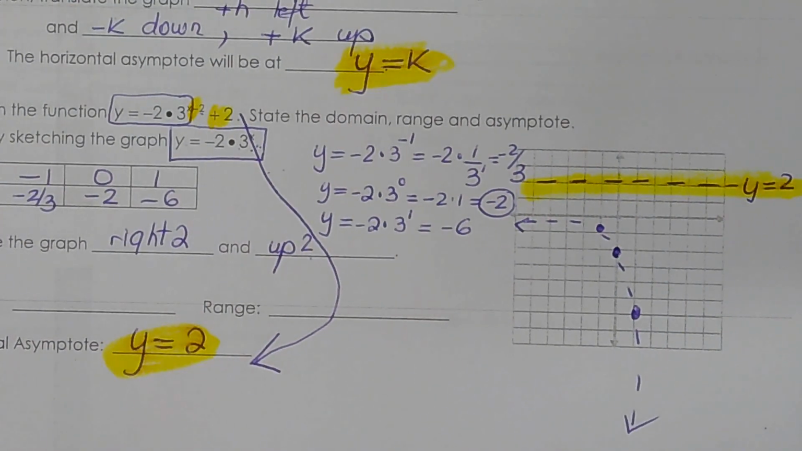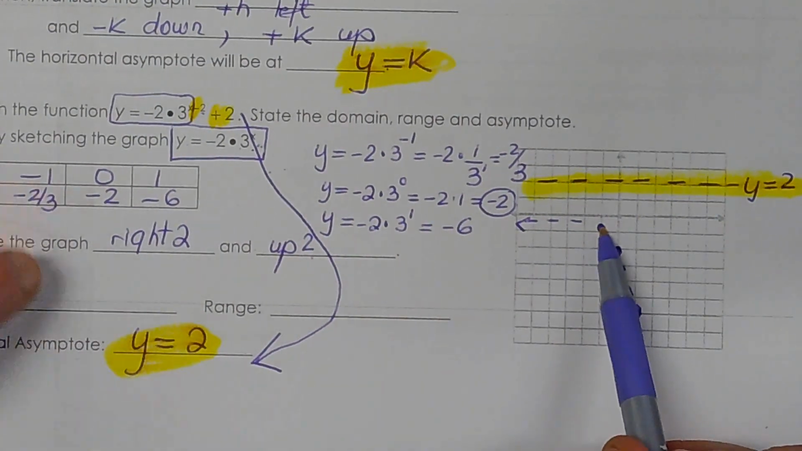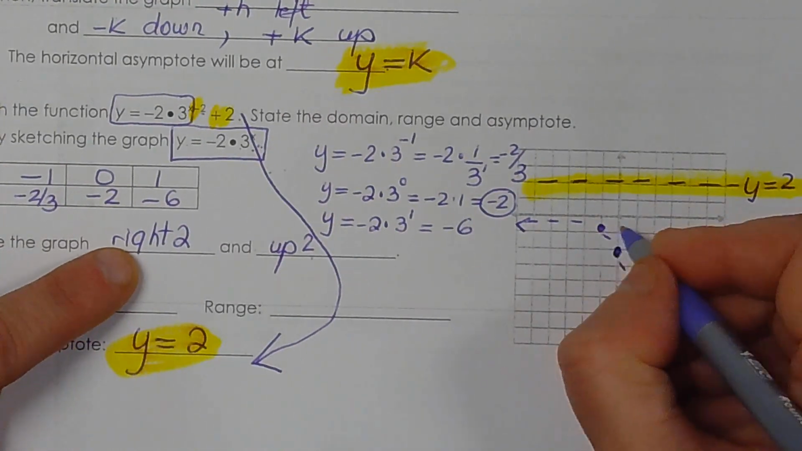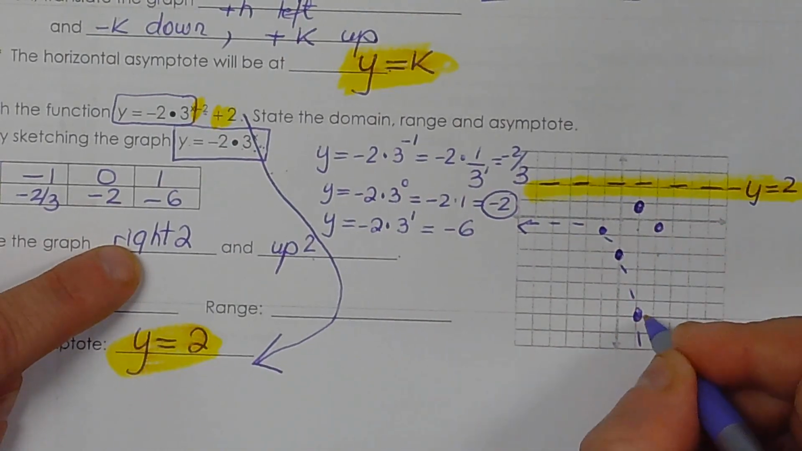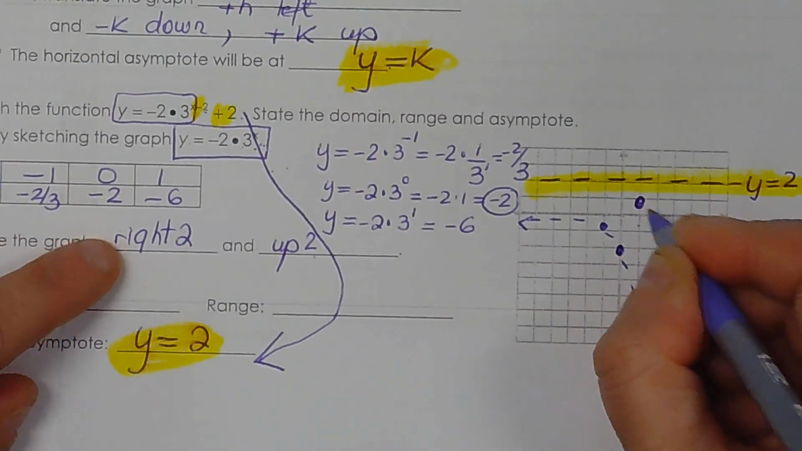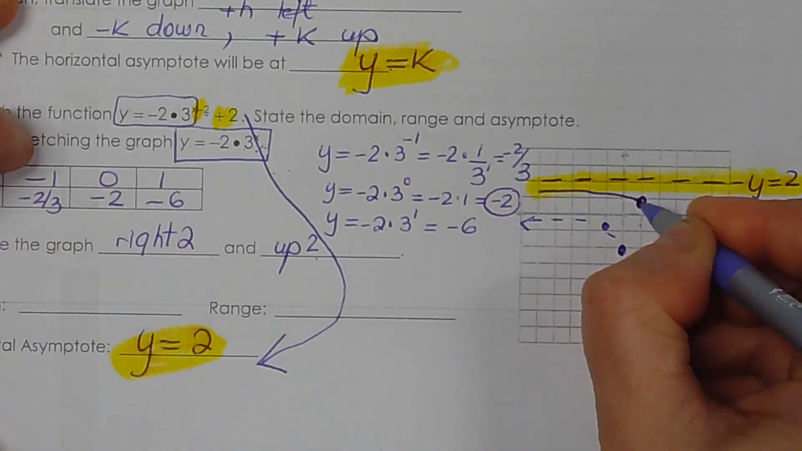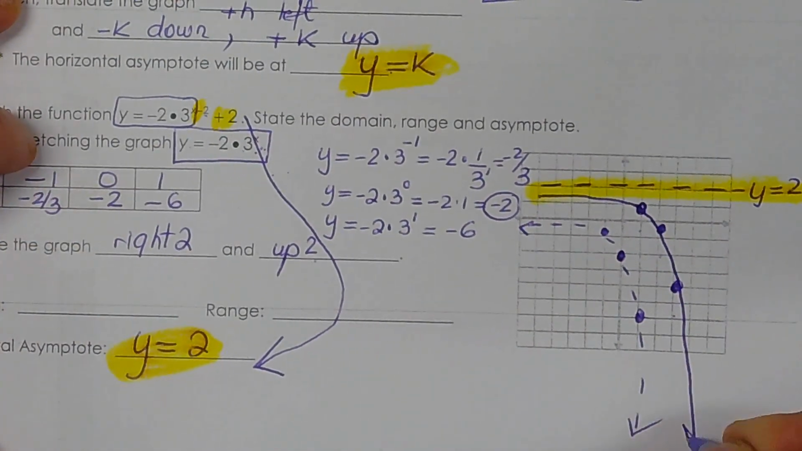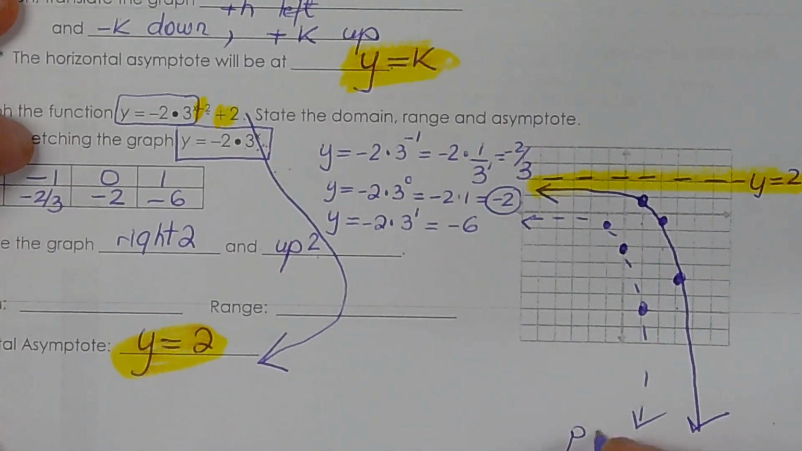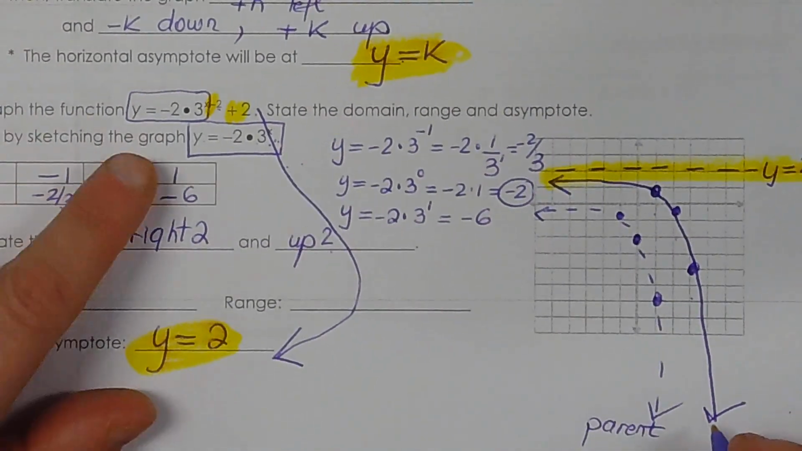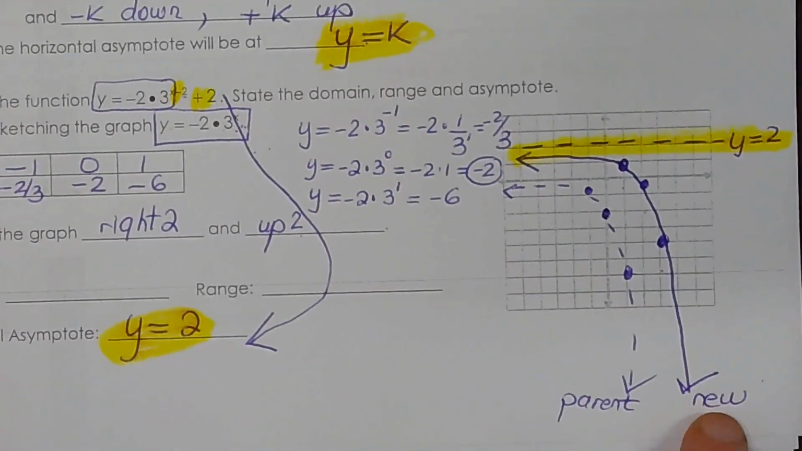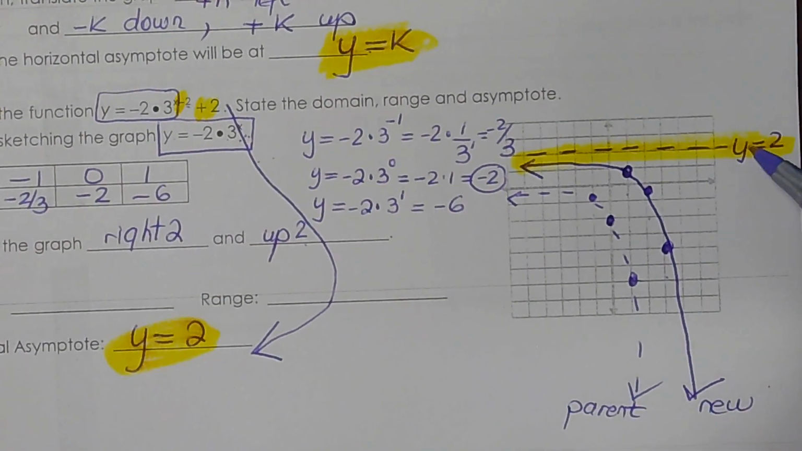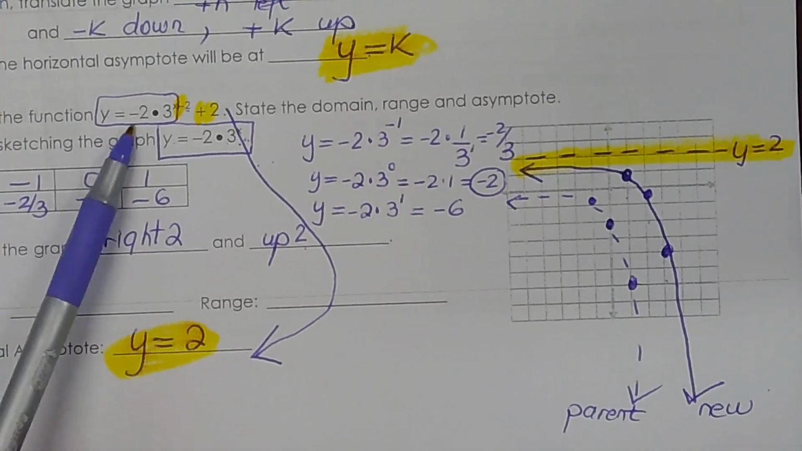And now we're going to take every point from the parent function and move it right 2, up 2. So right 2, up 2, right 2, up 2, right 2, up 2. So this is the translated graph. This was the parent. This is my new function with the translation. So the new function should be below y equal to 2. Since we have a negative in front, it flipped.